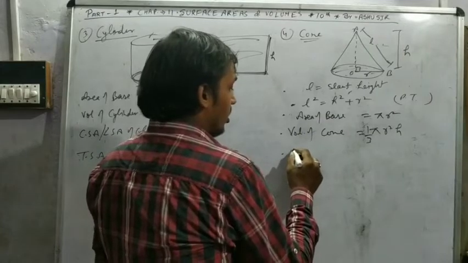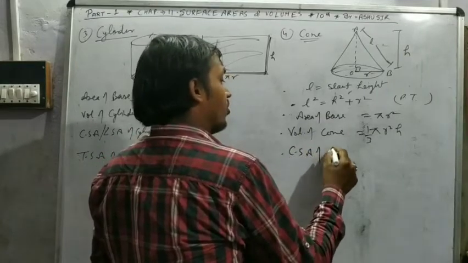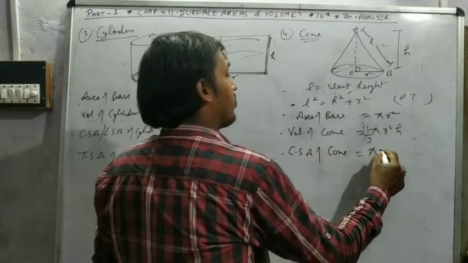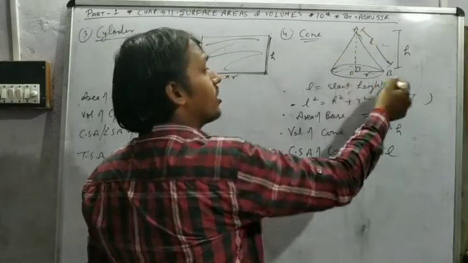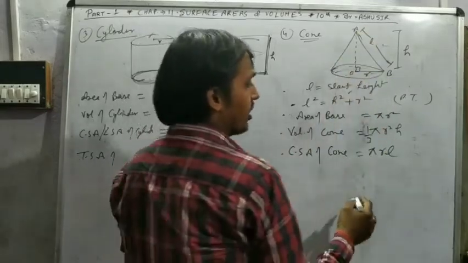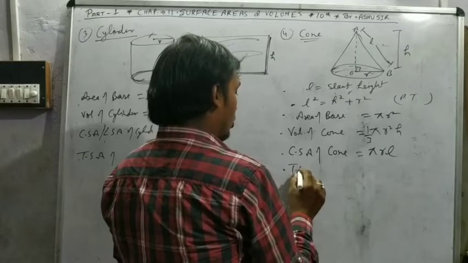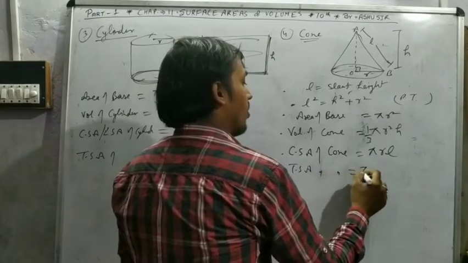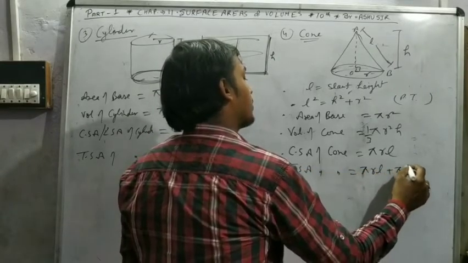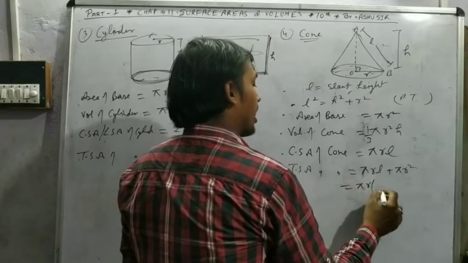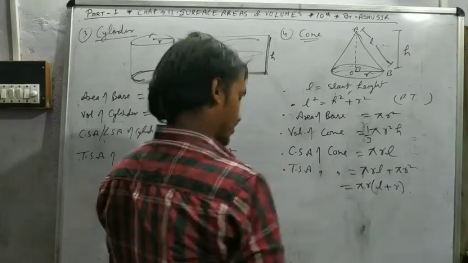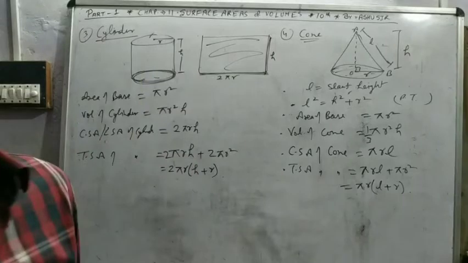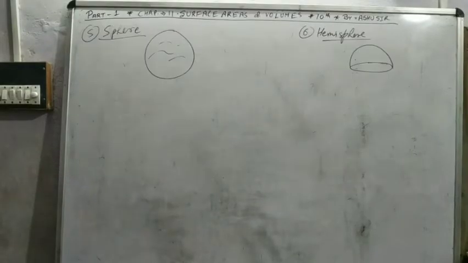Then the CSA of cone is pi r l, the curved part. There is also no need to derive it. Total surface area of cone is pi r l plus base pi r square. So pi r taken common, (l plus r). These are the concepts of the cylinder and cone.